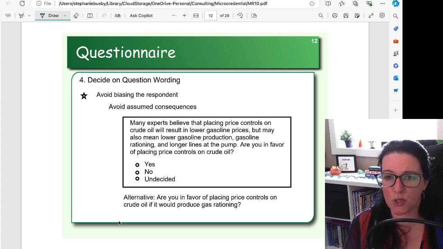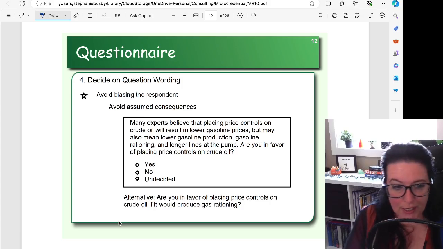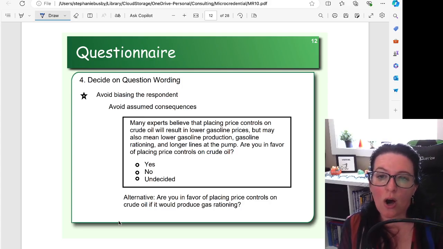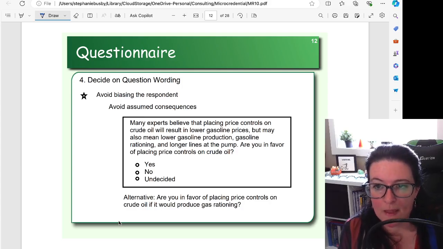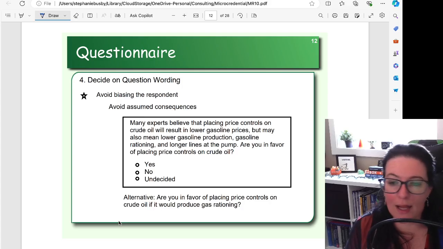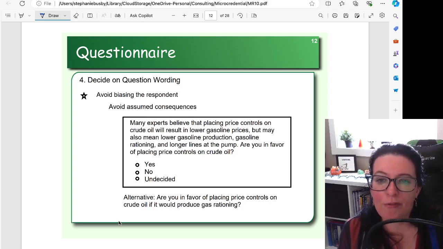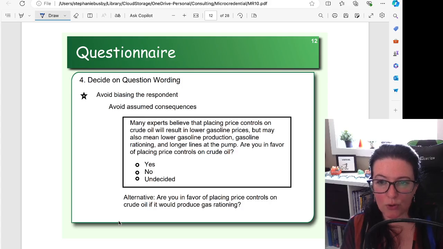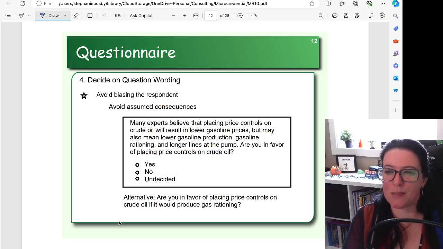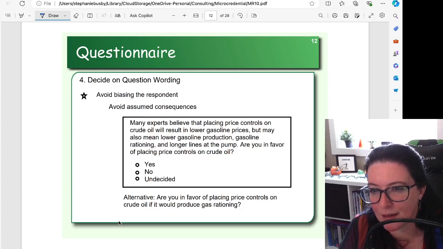Avoid assumed consequences. This question says, many experts believe that placing price controls on crude oil will result in lower prices, but may also mean lower gasoline production, gasoline rationing, and longer lines at the pump. Are you in favor of placing price controls on crude oil? Again, a lot of information in this question, right? So it's making it overly complicated.